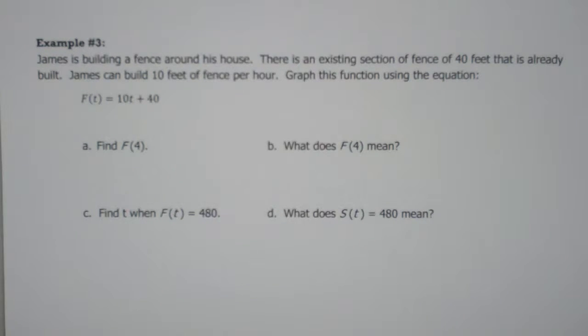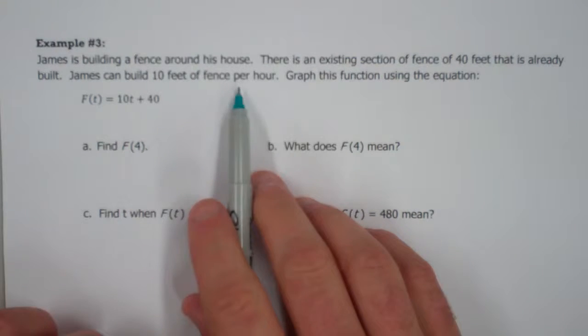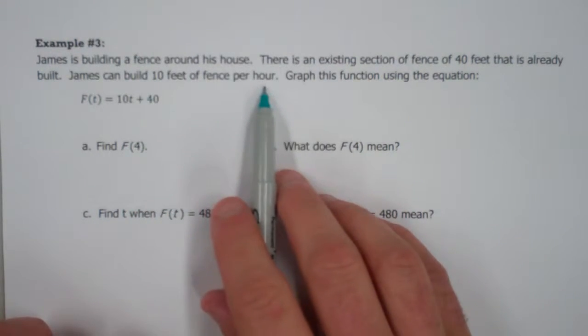In example 3, James is building a fence around his house. There is an existing section of fence of 40 feet that is already built. James can build 10 feet of fence per hour. Ooh, that's a rate, so you should look at that word per and remember it. 10 feet of fence per hour.